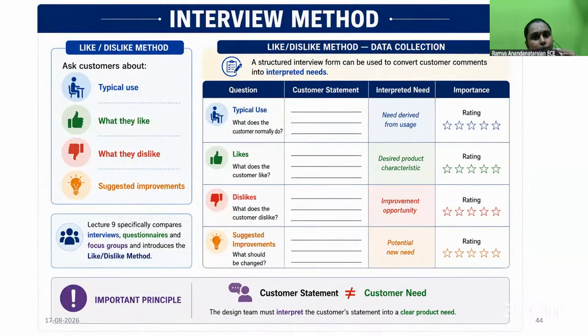Then I have described the interview method in detail here. You ask, that is, the like-dislike method. You ask a question, what does the customer normally do? Then the customer's statement, you want to design a phone, what do you do with the phone normally? Like that you ask. Then what do you like about the phone? What do you dislike about it? What should be changed? Then you also ask them for a rating so that you can decide which is more important. So this is how you design one like-dislike method form and then collect the data.